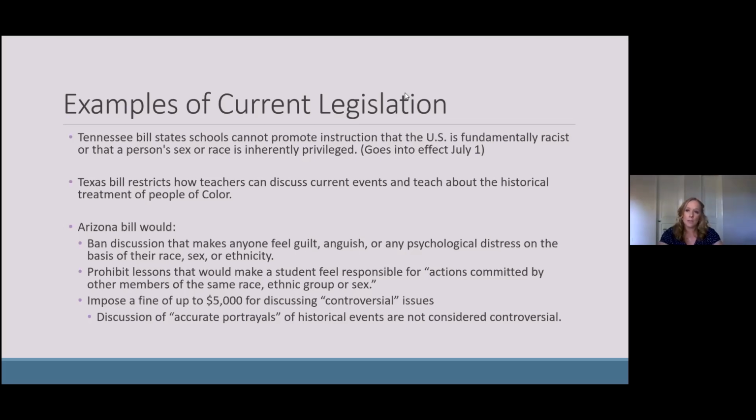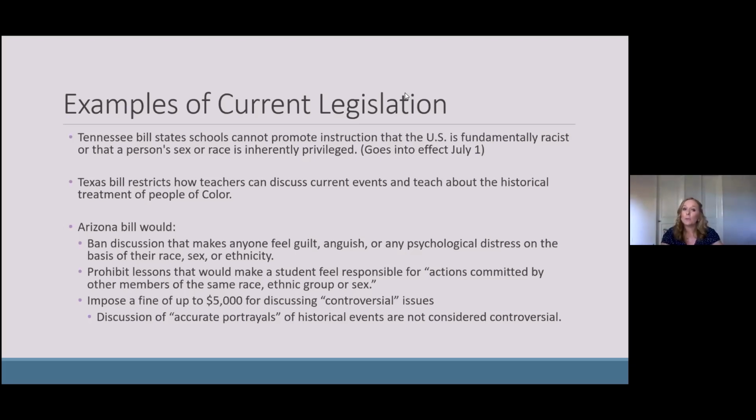But I also think about the idea of a teacher. When we teach, we're not asking students to feel guilty. We're asking students to develop a correct understanding of what has happened. And out of that, there might be some things where you think, man, I'm not really proud that the United States did that. Thinking about how do we make it a more just and equitable society now? So also prohibiting lessons that would make students feel responsible for actions committed by other members of the same race, ethnic group, or sex. It's like the people who wrote this felt very personal things.